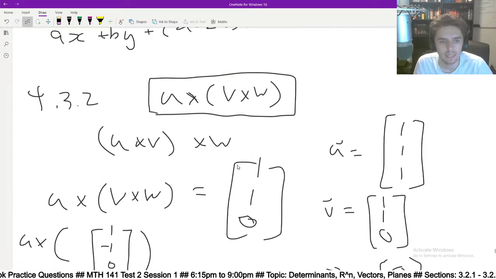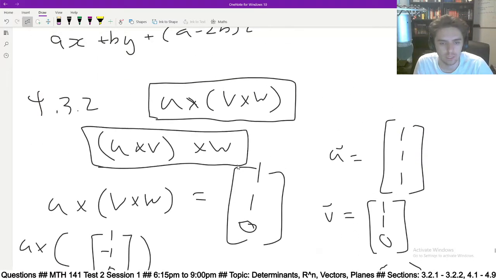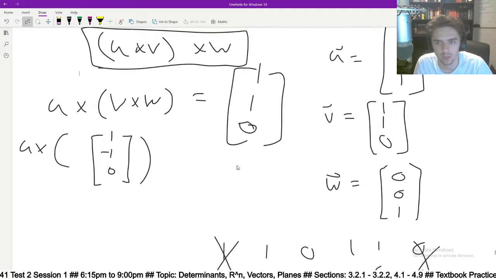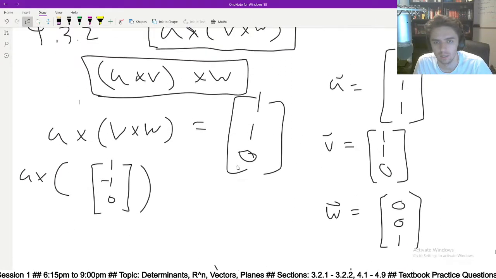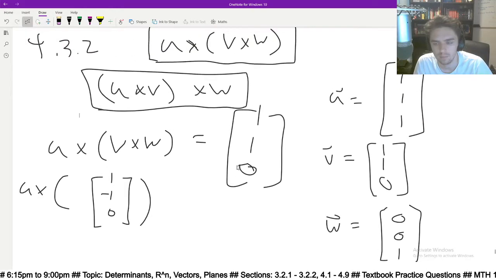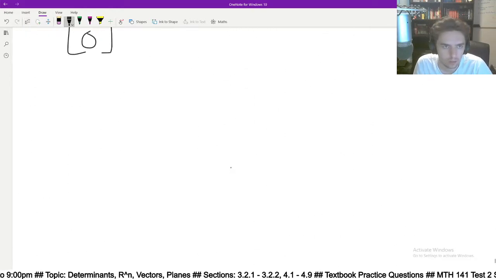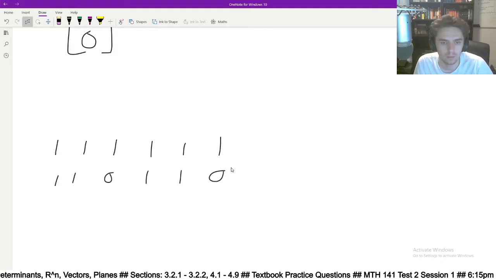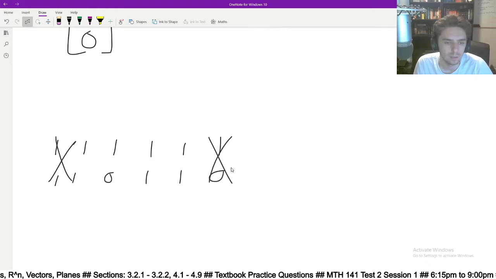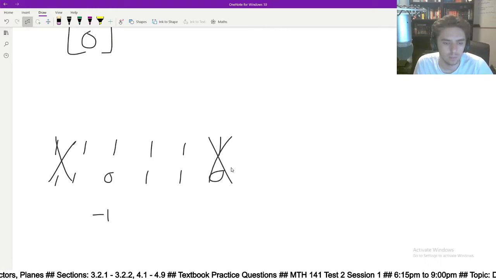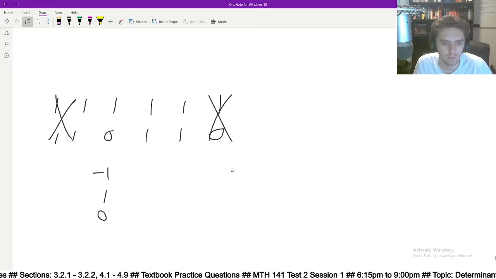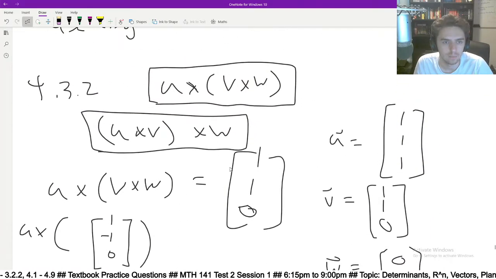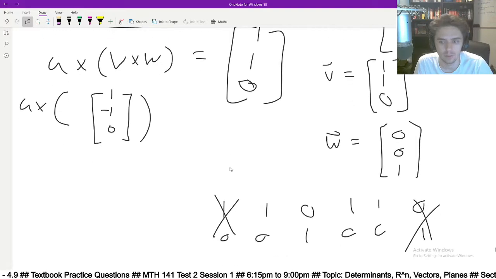Okay, and then let's try to check that with the second one. Let's see if u cross v cross w is the same thing. So first we have to find u cross v. That's going to be 1, 1, 1 cross 1, 1, 0. So 0 minus 1, 1 minus 0, 1 minus 1. So that's this. I'm going to cross that with w, 0, 0, 1.